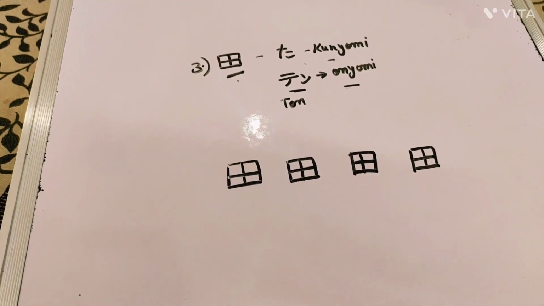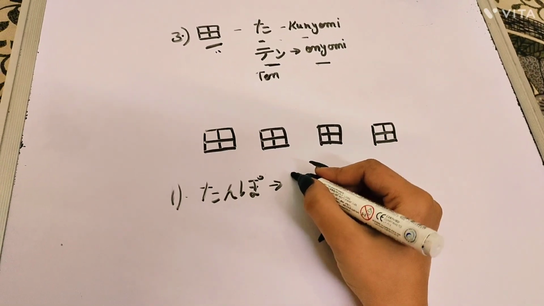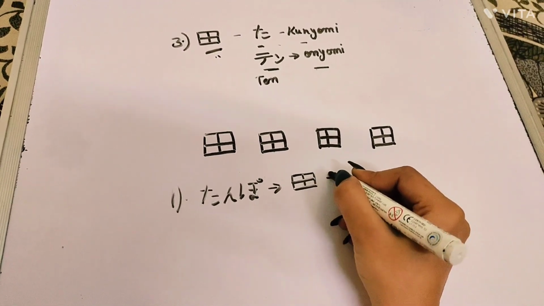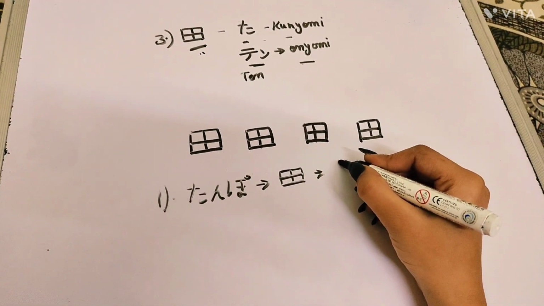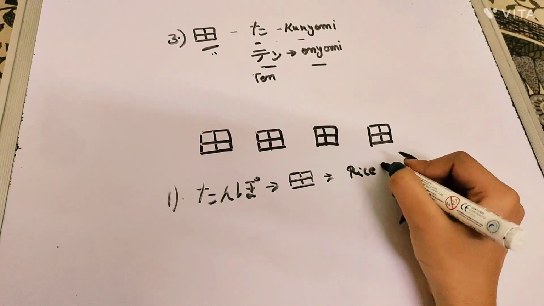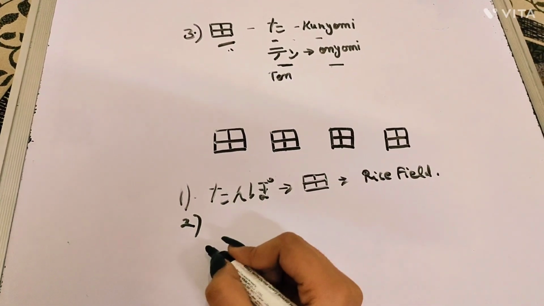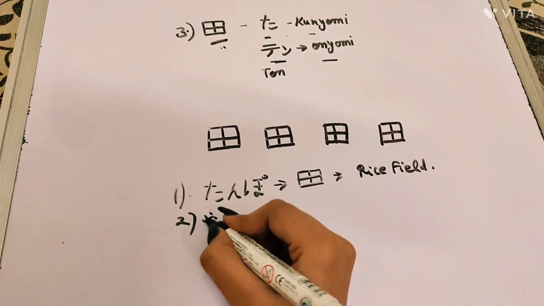Now, let's do the words, Minnasan. First word is tampo. Draw this kanji. Tampo means rice field.